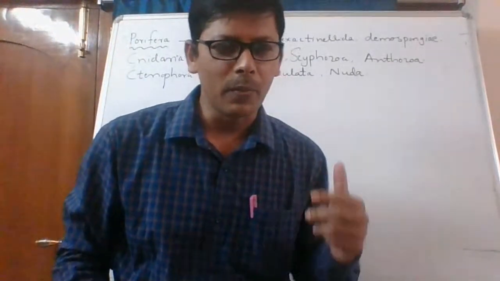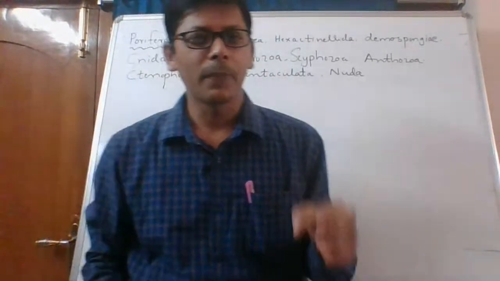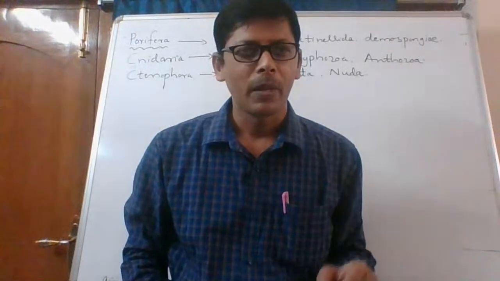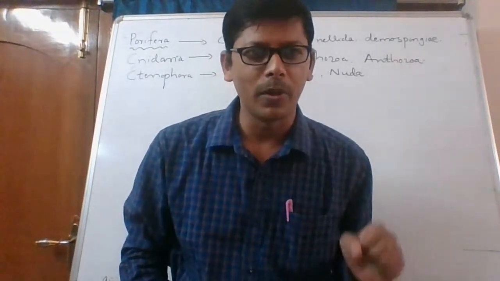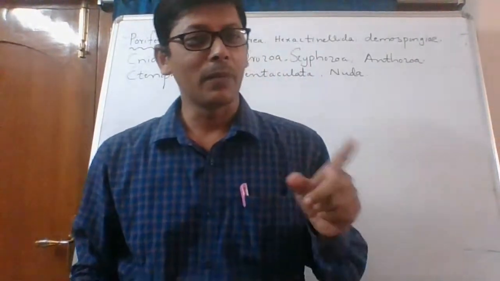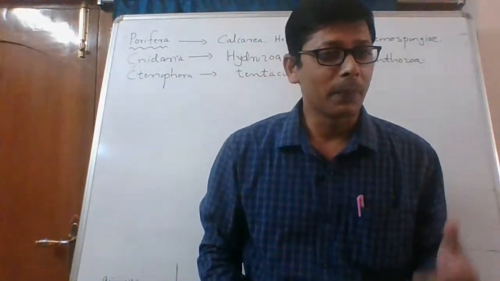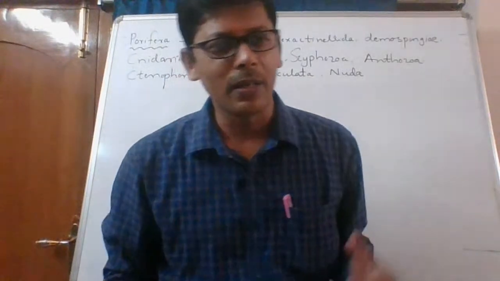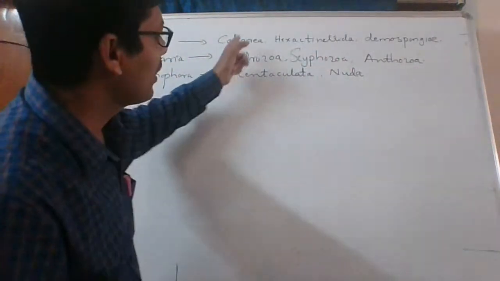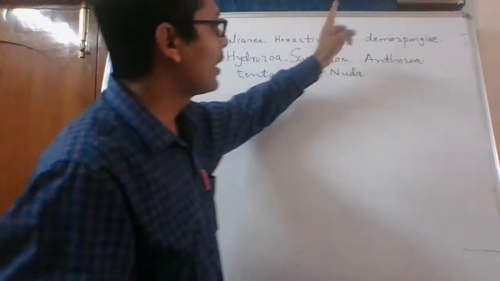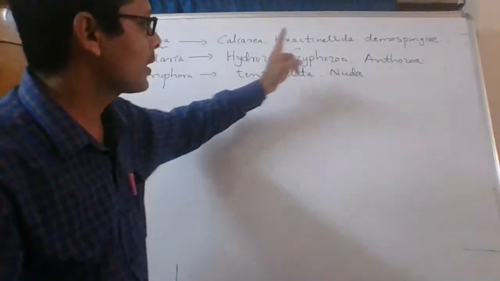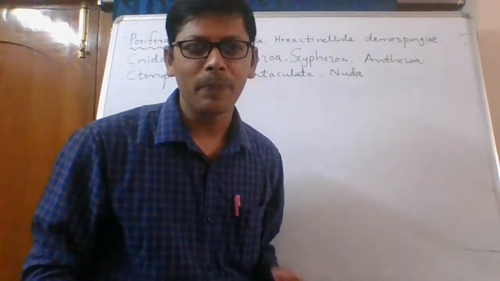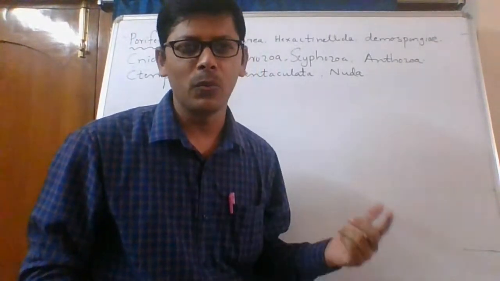Calcary hexagonal demospongia, Hydrozoa, Scyphozoa, Anthozoa, Tentaculata, Nuda, Tentaculata, Nuda, Calcary hexagonal demospongia, Hydrozoa, Scyphozoa, Anthozoa, Tentaculata, Tentaculata, Nuda, Calcaria, Calcaria hexagonal demospongia, Hydrozoa, Scyphozoa, Anthozoa, Tentaculata, Nuda, Tentaculata, Nuda.